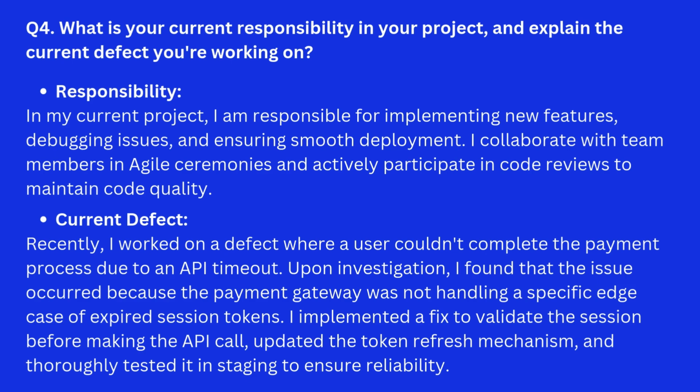4. What is your current responsibility in your project, and explain the current defect you're working on? Answer. Responsibility: in my current project, I am responsible for implementing new features, debugging issues, and ensuring smooth deployment. I collaborate with team members in agile ceremonies and actively participate in code reviews to maintain code quality.